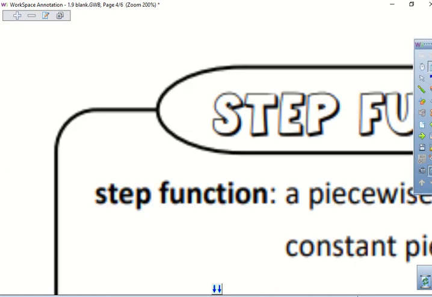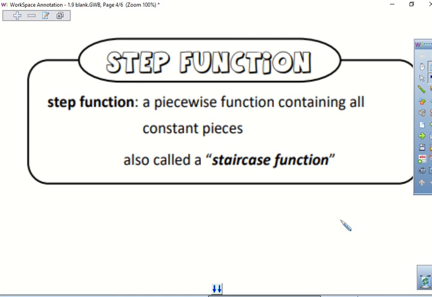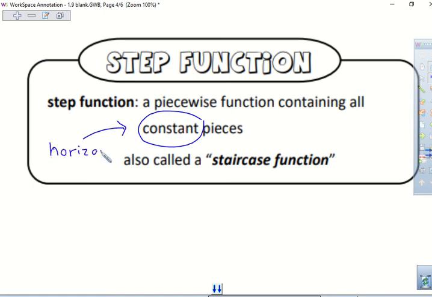Alright, so let's talk about a step function. A step function is a piecewise function containing all constant pieces. It is also called the staircase function, because it has the look of being like a staircase. It's always made up of constant pieces. What did we learn that a constant function looks like earlier? It's the same. Good, it's a horizontal line. So step functions are just pieces of horizontal lines in most cases, okay?